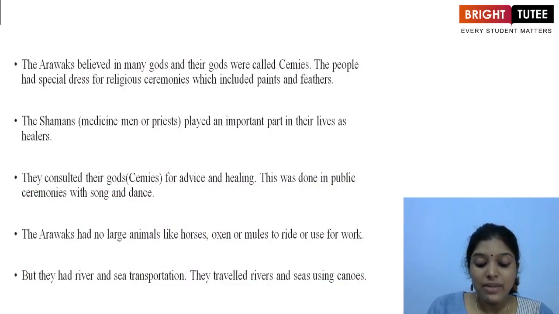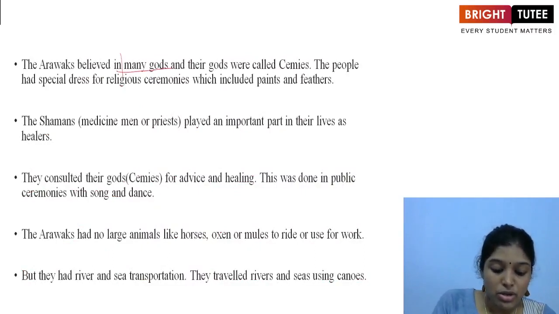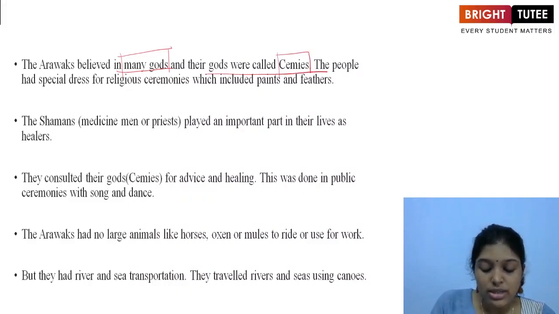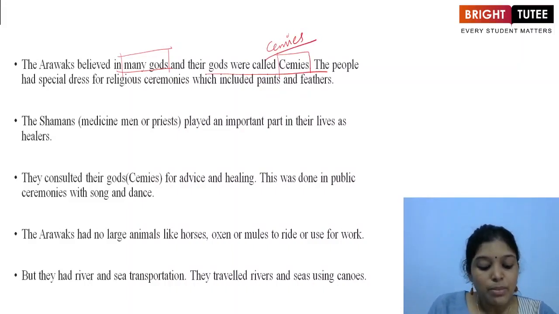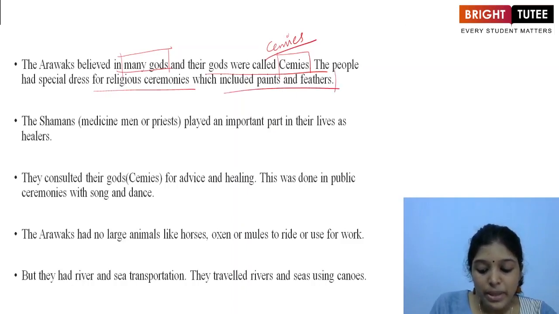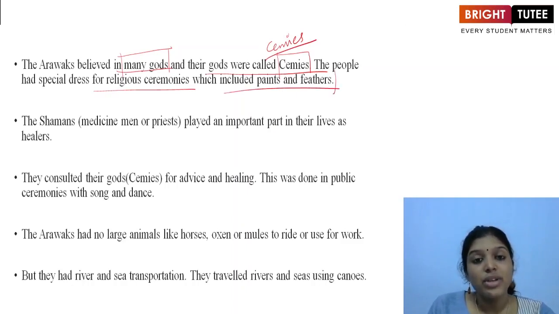And the Arawaks believed in many gods. So it's not just a single god, but they believed in polytheism, that is, having many gods, and the gods were called semis. So the name given to the gods is semis, and the people had special dress for religious ceremonies which included paints and feathers. When you were involved in religious ceremonies and prayers, you were supposed to wear different types of clothes which also included paints and feathers.